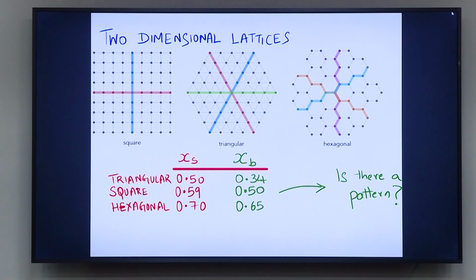Can you think of some idea? Can you see which ones have a higher threshold and which ones have a lower threshold? Hexagonal 0.7, square has 0.59, triangular has 0.5. What is different between these? Number of sites? Total number of sites. But total number of sites I can always play with. I can make a bigger square and a smaller square. So that can't be the total number of sites.